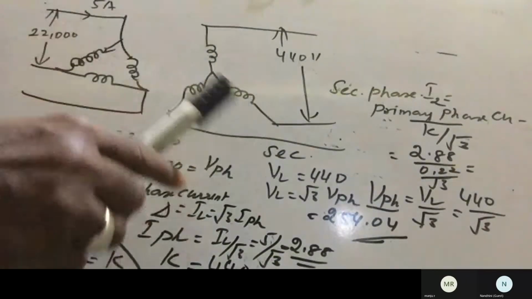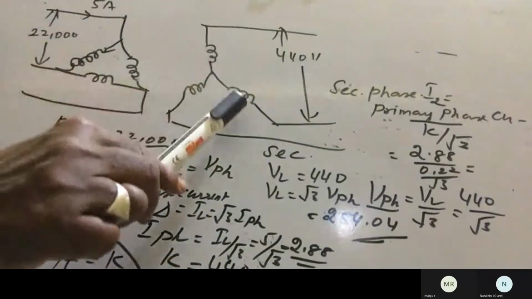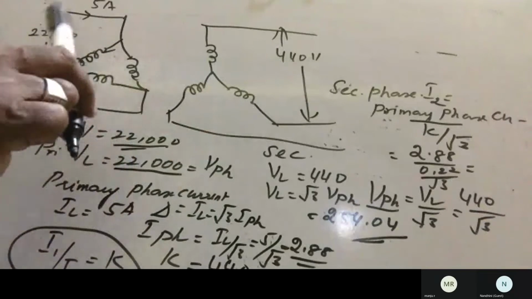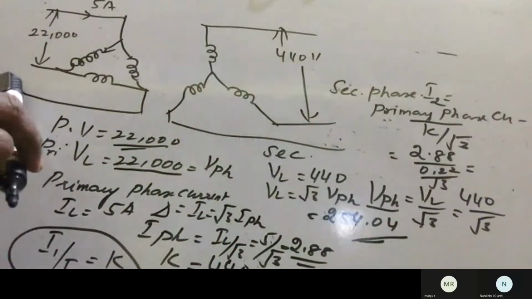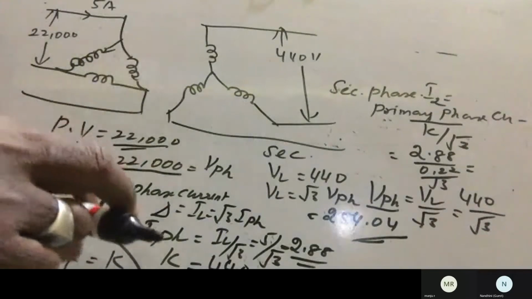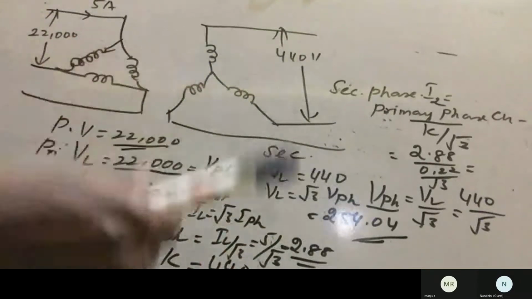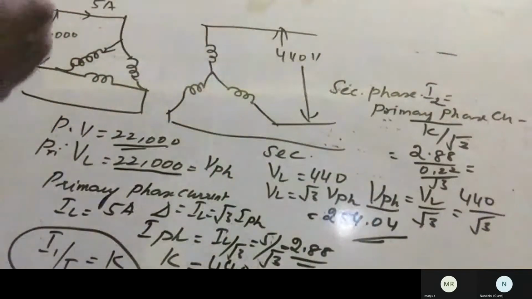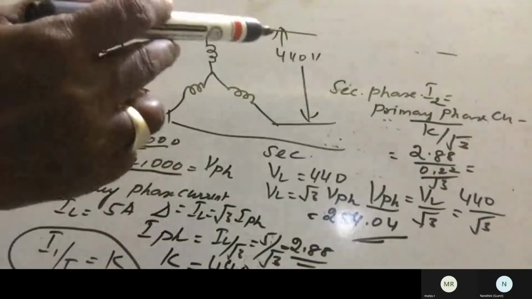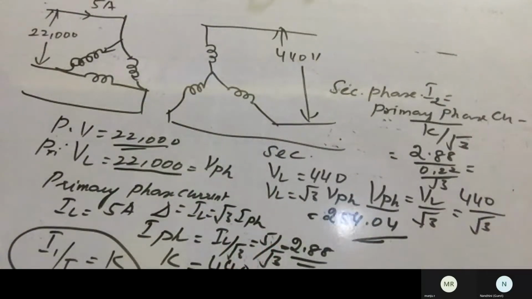We are using the general relation. The primary side has delta connection and the secondary side has star connection. In delta, line voltage equals phase voltage; in star, line voltage equals √3 times phase voltage. Similarly, the line current in the primary is √3 times the phase current. On the secondary side, we calculate the current from the relation I1 by I2 equal to K, with K taken in terms of phase, so I2 equals I1 by K by √3. So the value is 2.88 by 0.02 by √3.